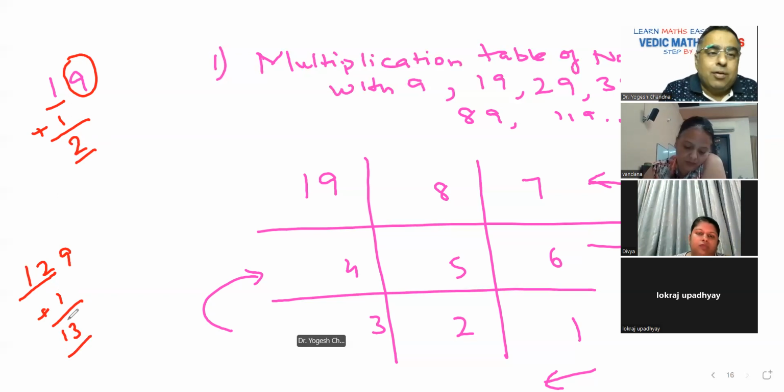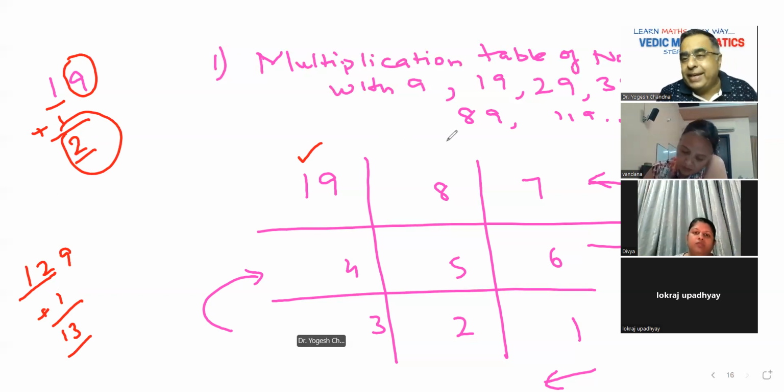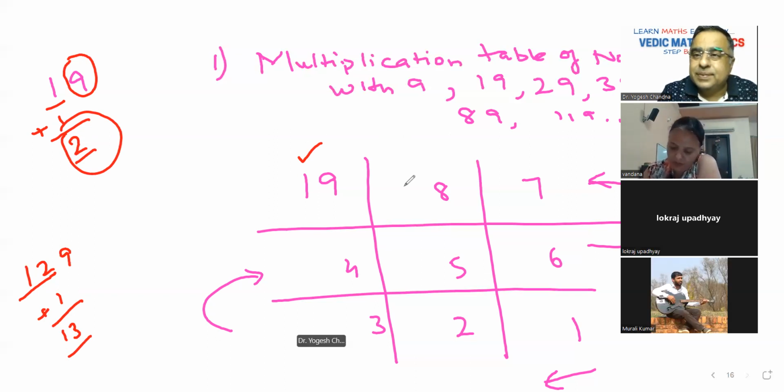Right. And this new number is to be added to this and correspondingly to every number. So 1 plus 2 is 3. Yes, Vandana, 1 plus 2 is 3. 3 plus 2, 5.